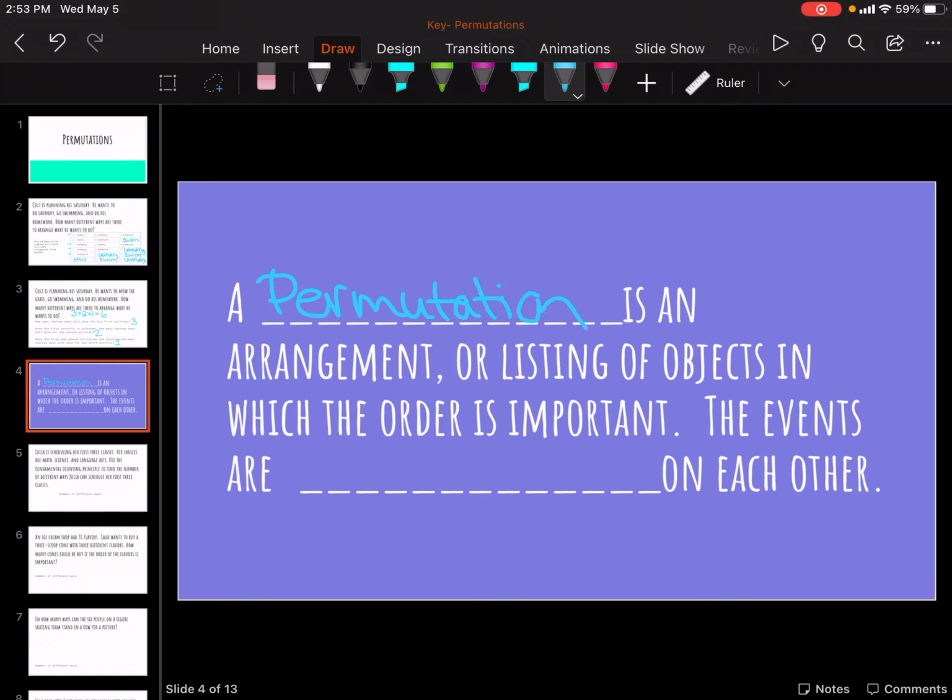So a permutation is an arrangement or listing of objects in which the order is important and the events depend on each other. So like you can't do swimming, laundry, you can only do it once.